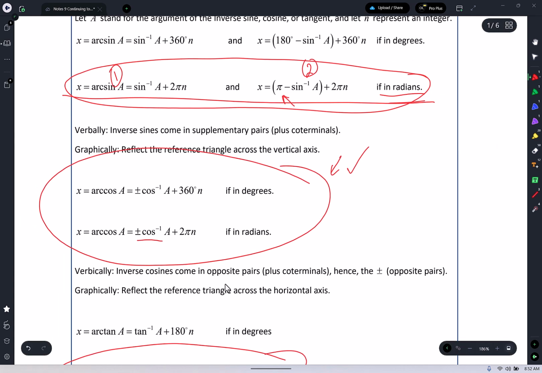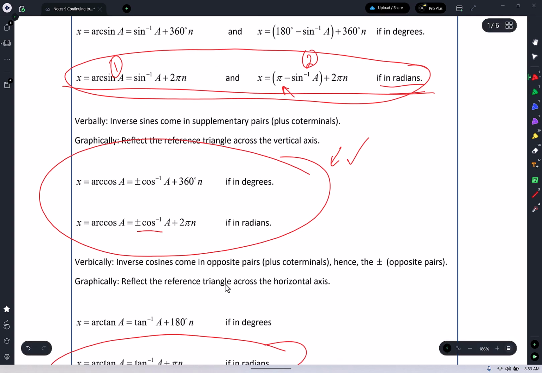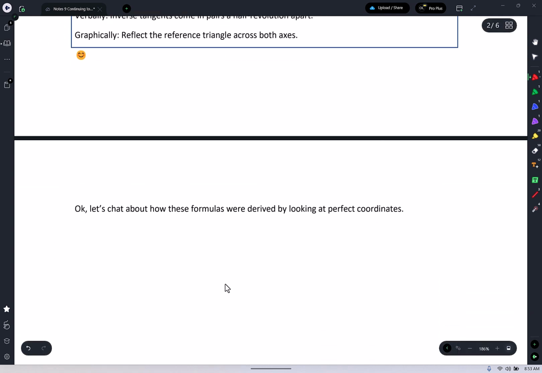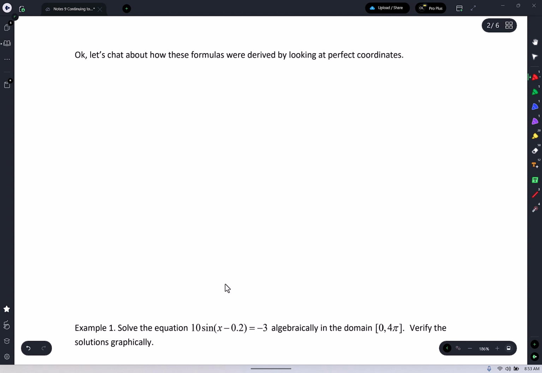Now, of course, I don't want to be a teacher that just tells you, here are the formulas, just use them. I want you to know where they come from. So that's why I left some blank space right here. And so let's chat about where these formulas come from. I'm going to draw a unit circle on the left-hand side. I'm going to do 2 unit circles, but I'm going to draw one right here like that.